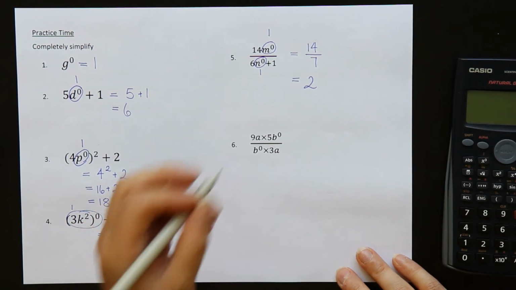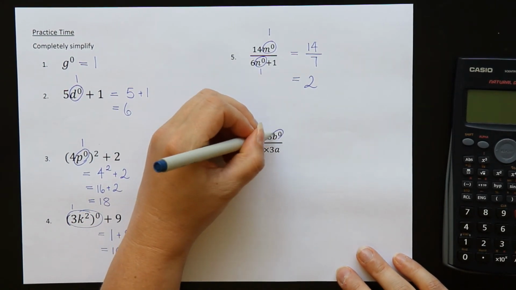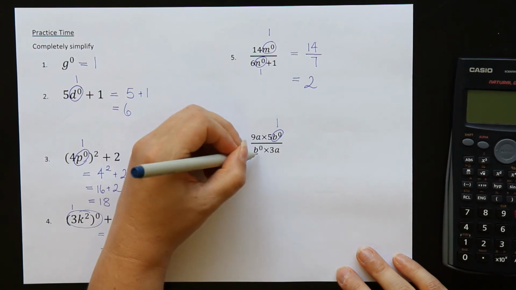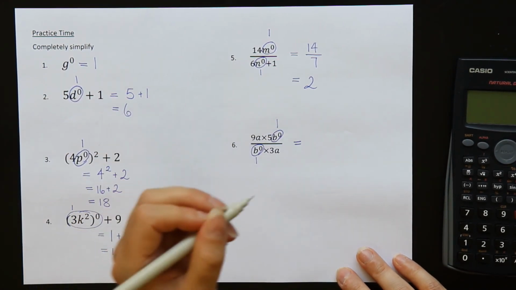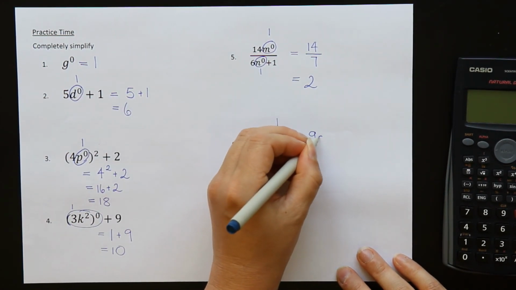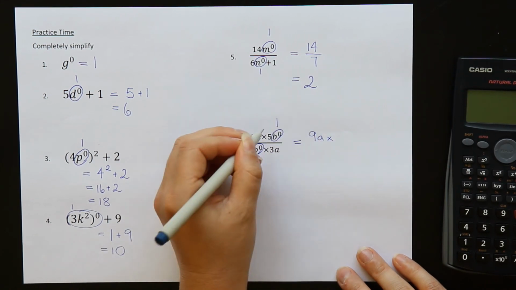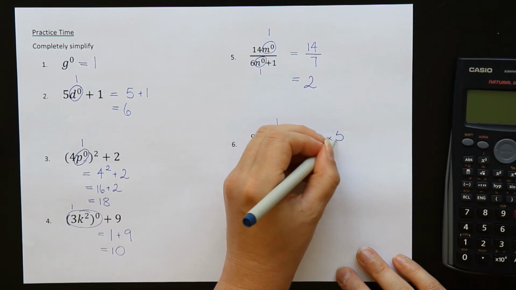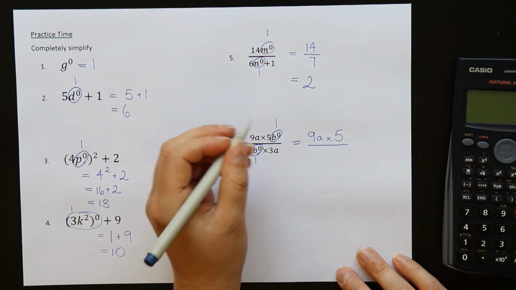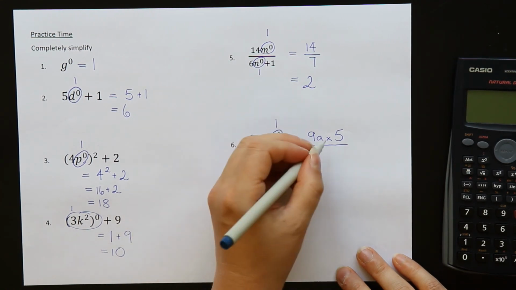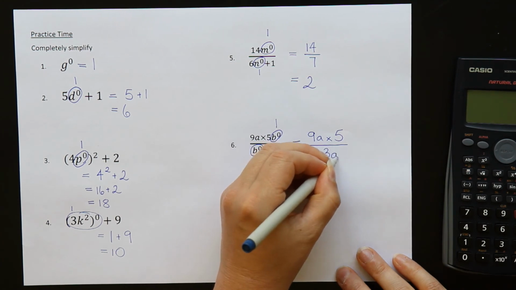And the last one, b to the power of 0 is 1. Here's another b to the power of 0, which is 1. Let's just write down what's left after we do that. 9a times 5 times 1 is 5. And on the bottom, 1 times 3 is 3a.